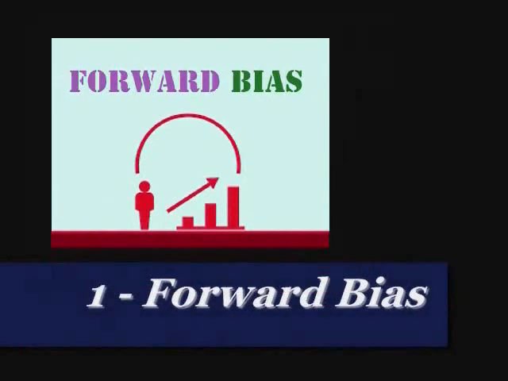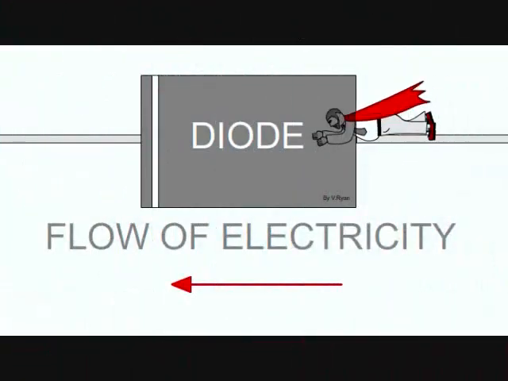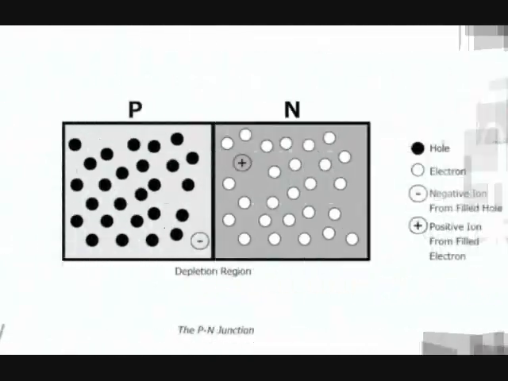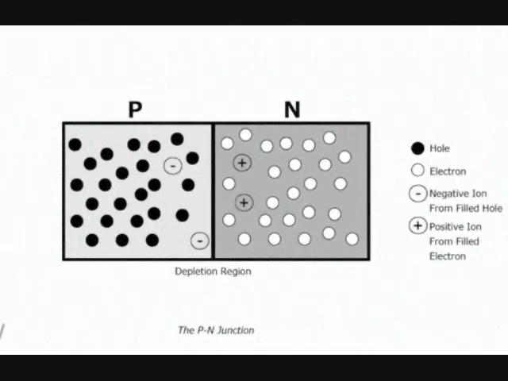One. Forward bias. In the equilibrium state of this device, there are no electrons moving between the anode and cathode regions until a forward bias voltage is applied to it and current flows through it.